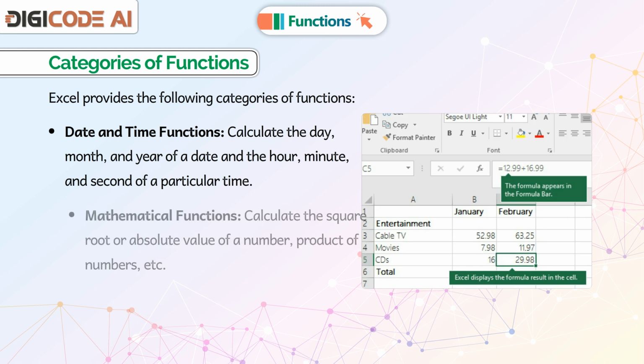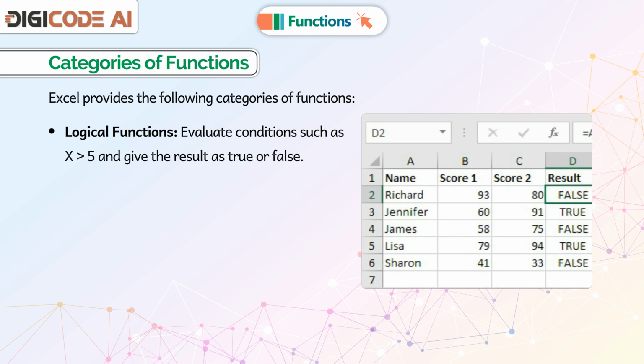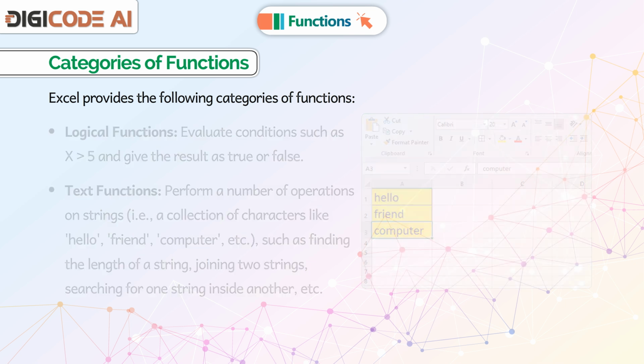a particular time. Mathematical functions. Calculate the square root or absolute value of a number, product of numbers, etc. Logical functions. Evaluate conditions such as x is greater than 5 and give the result as true or false. Text functions. Perform a number of operations on strings, that is, a collection of characters like hello, friend, computer, etc., such as finding the length of a string, joining two strings, searching for one string inside another, etc.